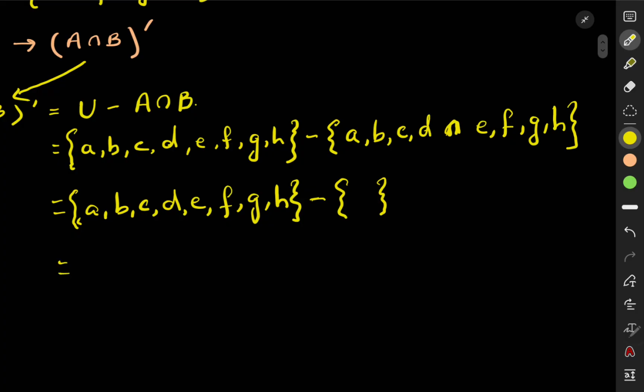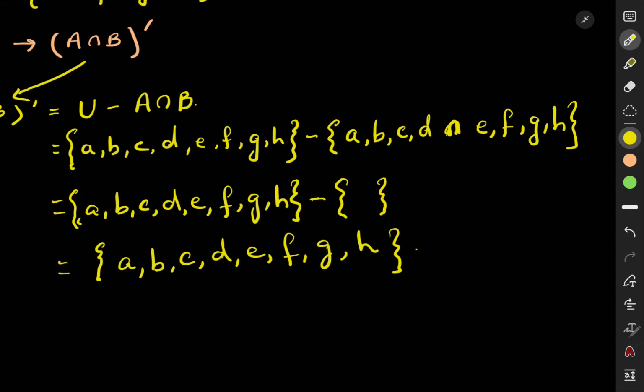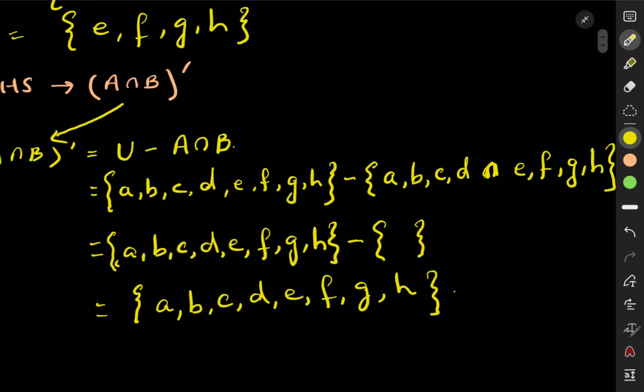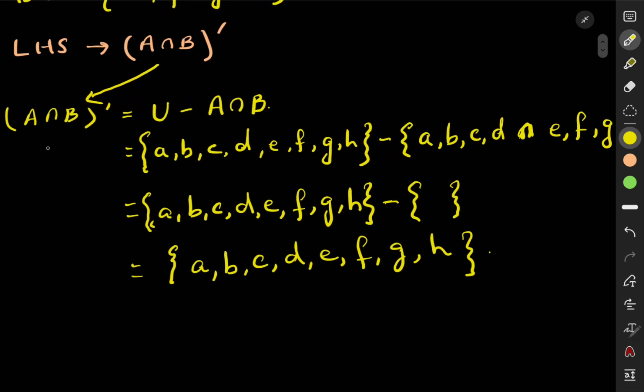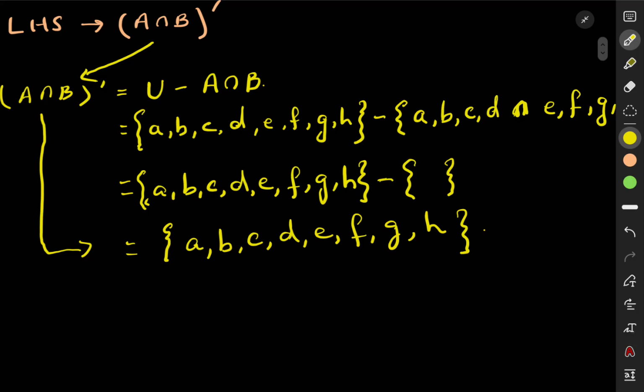Now in next step, the empty set is subtracted from the U set, so the answer will be same, that is A, B, C, D, E, F, G, and H. So this is the answer or result of this A intersection B whole complement, and the result of left hand side.